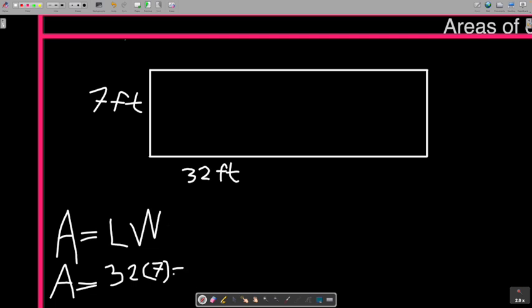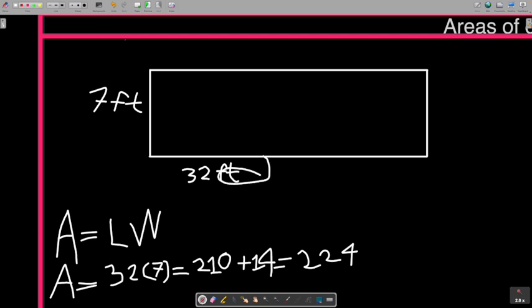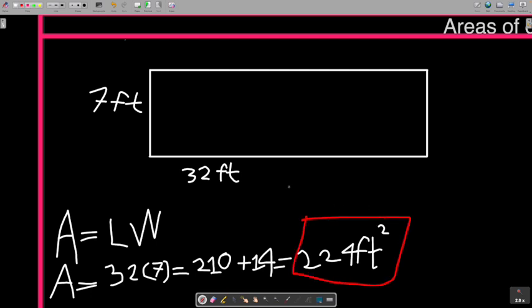And 30 times 7 is 210. 7 times 2 is 14. And then you just add these up. 210 plus 14 is 224. And then the unit they're using is feet. So we're gonna have 224 square feet. Feet squared. So the answer is 224 square feet.